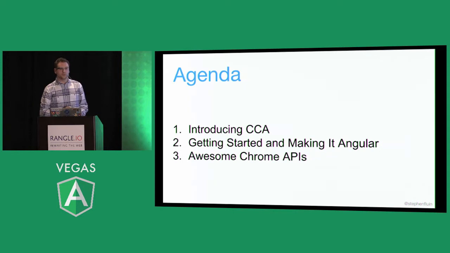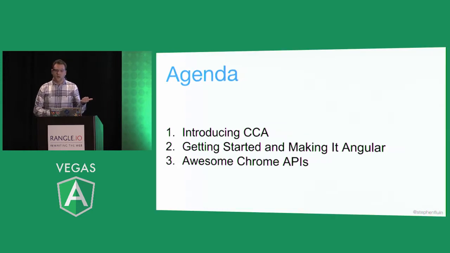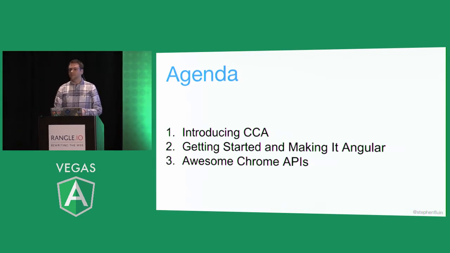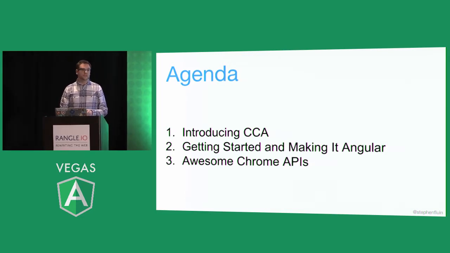So I'm really going to talk about 3 things today. I'm going to do a brief introduction to Chrome Cordova apps, and I'm going to talk a little bit about how to get started using these applications. And then lastly, I'll talk about some of the cool things that you can do from an API standpoint once you're taking advantage of these Chrome app ways of building and packaging applications.